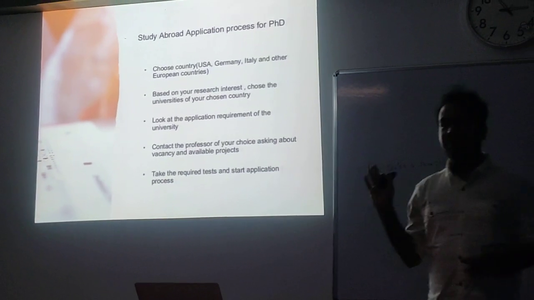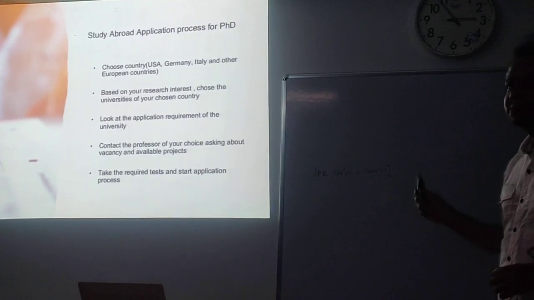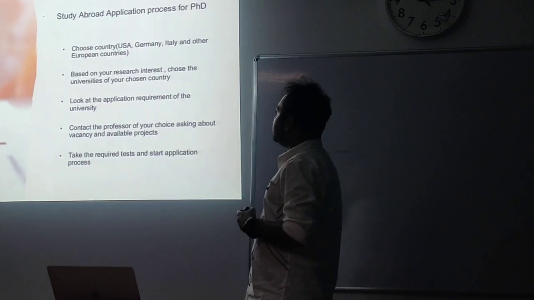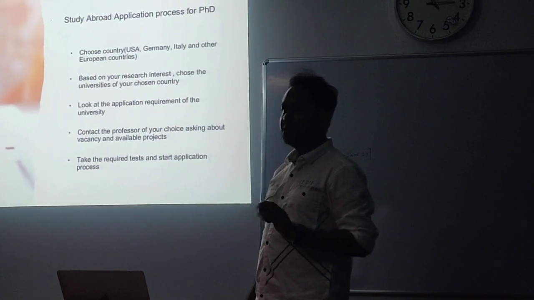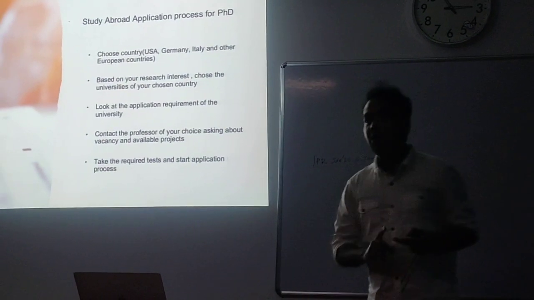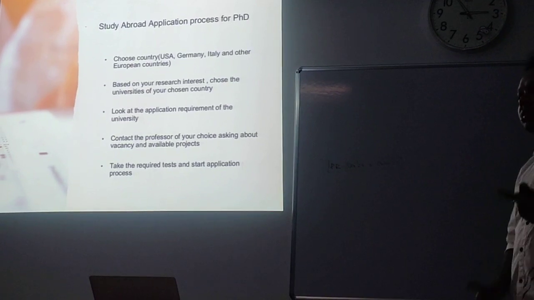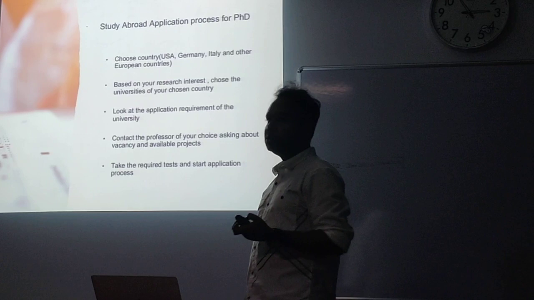As you see, I had to wait for 4 years to get the PhD admission at the place of my choice. When you study abroad, the first thing you have to do is choose your country, whether you want to do US or Germany or UK. Then, after choosing the country, you have to choose the universities you want. And how will you choose the university?